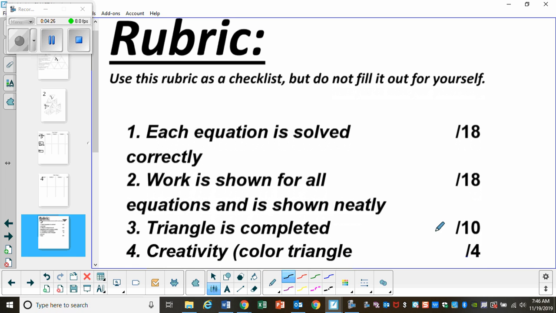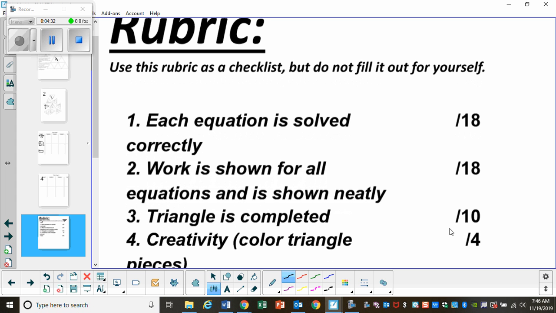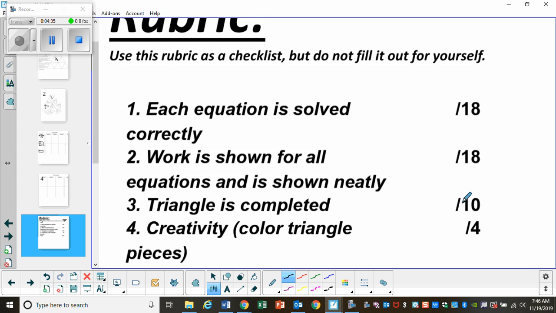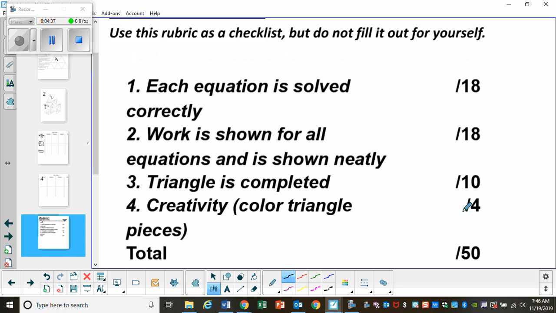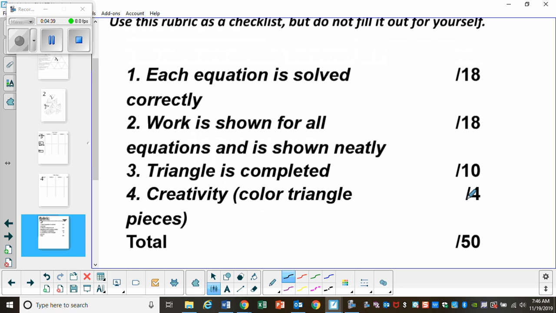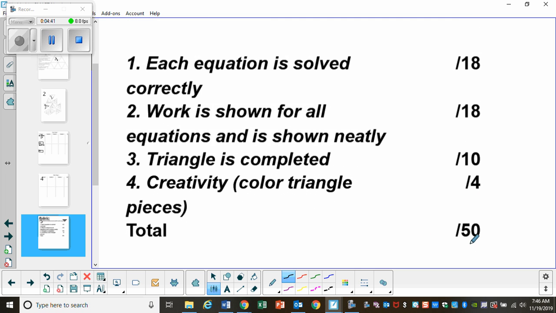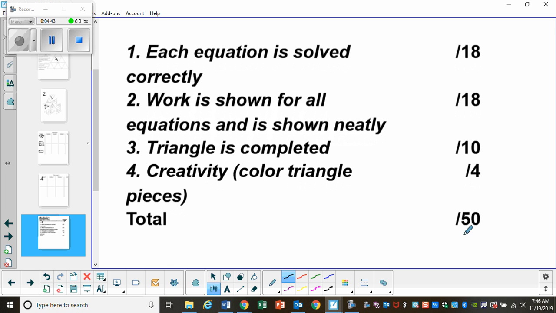The triangle is completed, meaning that you matched up either the expressions or the equations with their proper solutions. And remember, there's 3 different ways to do it. That's 10 points. And then if you colored the pieces, that's worth 4 points for a total of 50 points. Okay? I will provide the colored pencils and the glue and the scissors. Okay? So don't worry about that. And you can also use them during learning seminar.